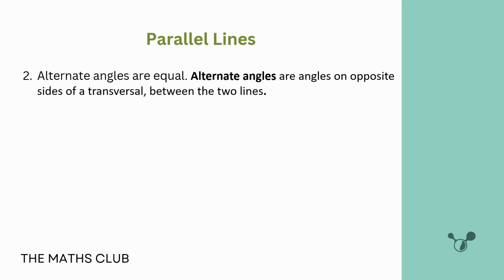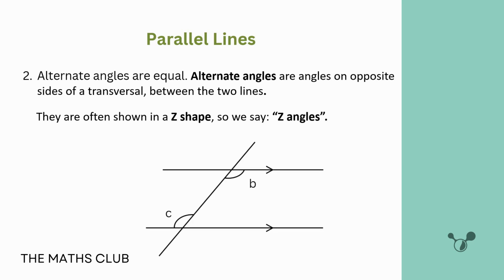Alternate angles are equal. Alternate angles are angles on the opposite sides of the transversal between the two lines. What do I mean? You get that now. They are often shown in a Z shape, so we say Z angles. Whenever I see something like this, this is a transversal line and these are parallel lines. Remember we said this angle would be equal to this one, and this one equal to this one? And remember, vertically opposite angles are also what? Equal. So B will also be equal to C.